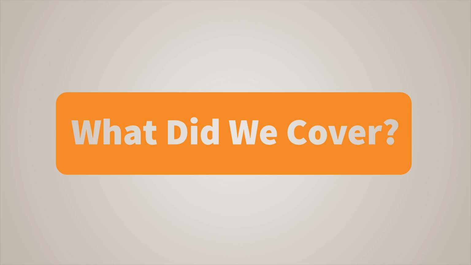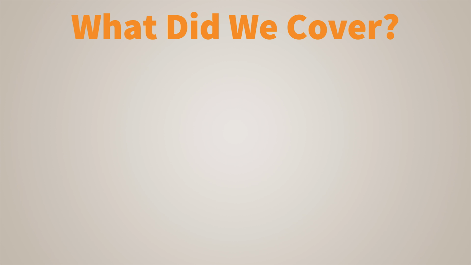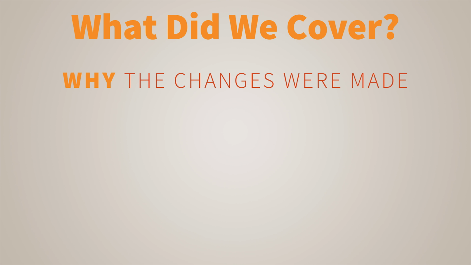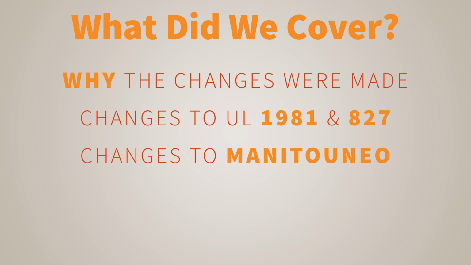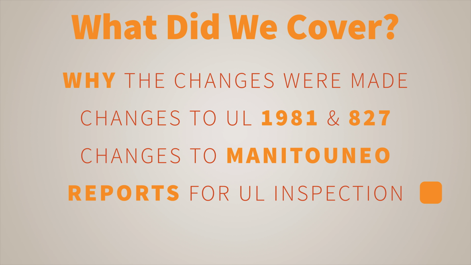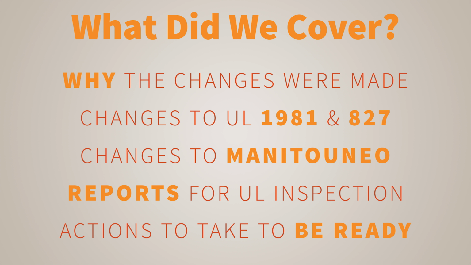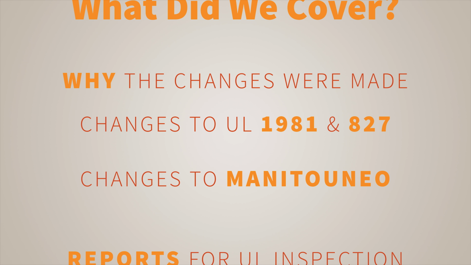During this tutorial, we introduced you to why UL 1981 and 827 were updated to clarify the differences between the two standards and update where each are different. We also listed the changes to the two standards. Then we discussed what changes happened in Manitou Neo 2.0 to address these changes. After that, we shared with you two reports newly involved with your UL inspection. And finally, we covered actions that you can take to be ready by the due dates.